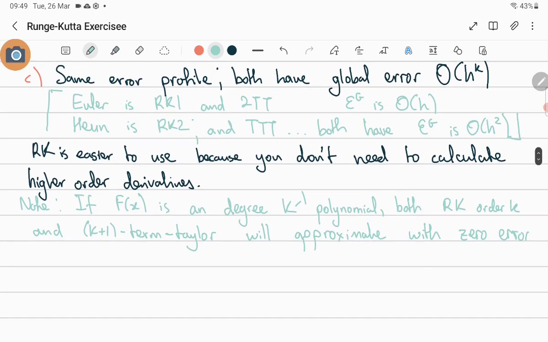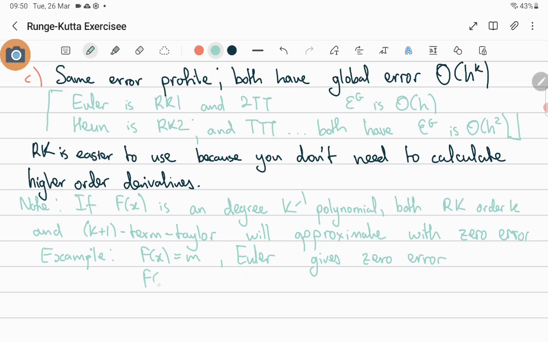So just to give examples, the black is the answer to this question, but these are alternative things to write down. Example: if the derivative is a constant, Euler, which is, remember, Runge-Kutta 1 and two-term Taylor, gives 0 error. So this is degree 0, there's no power of x here. The solution to this is a straight line, and Euler's method will track a straight line with 0 error.